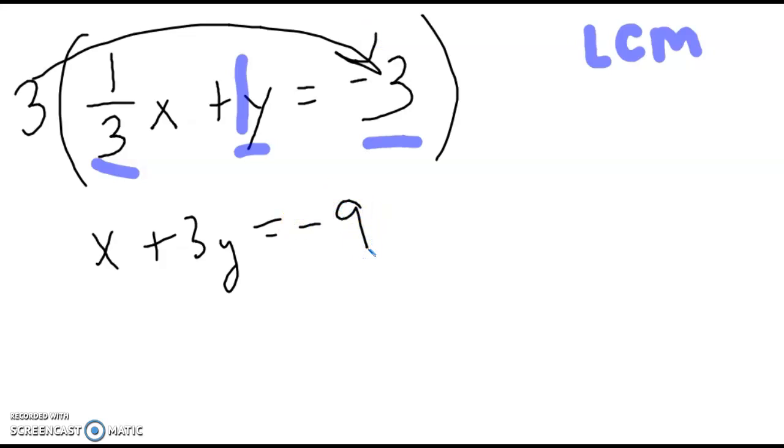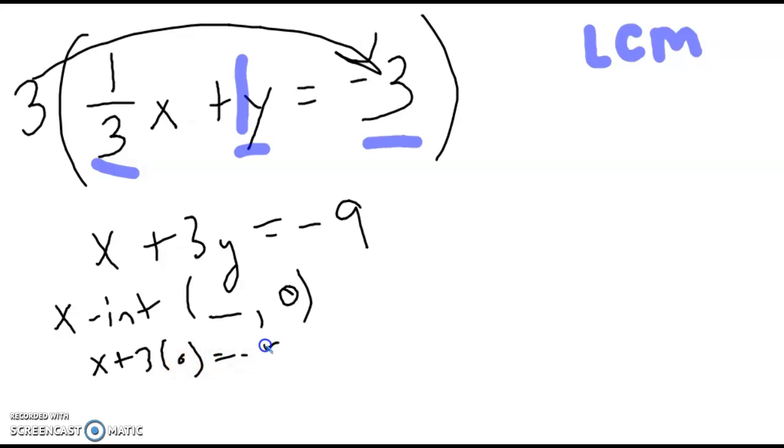Now I'm dealing with all whole numbers, which just makes it so much easier to solve for our x and our y-intercepts. So we'll go ahead and start by solving for our x-intercept, which means that it's going to be an x value of something, comma y. Our y value is 0. So we have x plus 3 times 0 equals -9. Well, that cancels out, and our x value is -9. So our first ordered pair is (-9, 0).